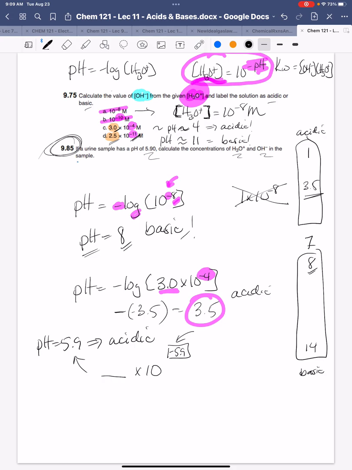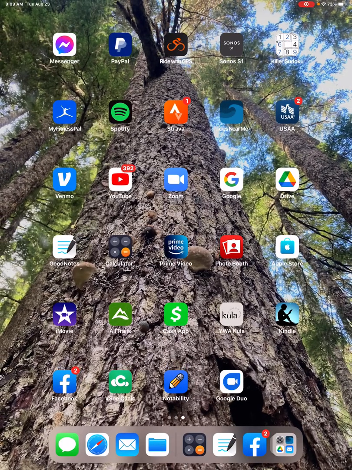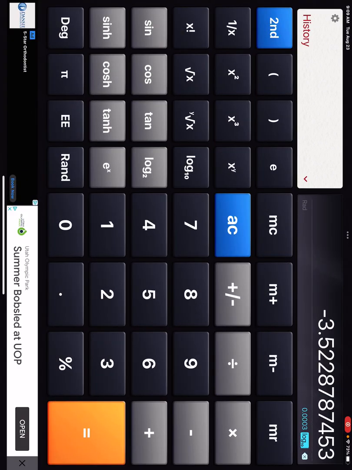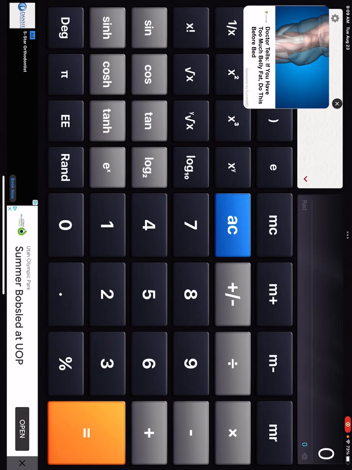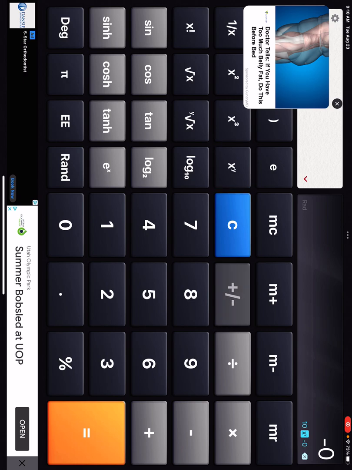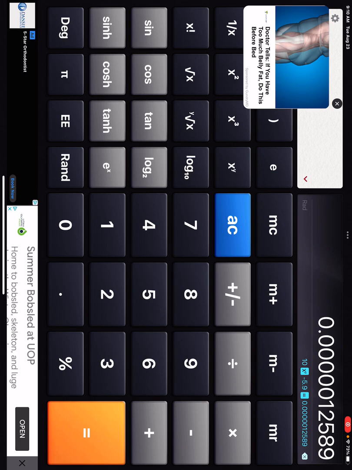So when I do this, I'm going to go embarrass myself with my calculator again. I'm going to raise 10 to the negative 5.9 to get the hydrogen ion concentration. So going back to my calculator, I'm turning it sideways so we can use all of it. I'm going to clear it, and I'm going to raise 10 to the power of negative 5.9. Okay, so there's my value.